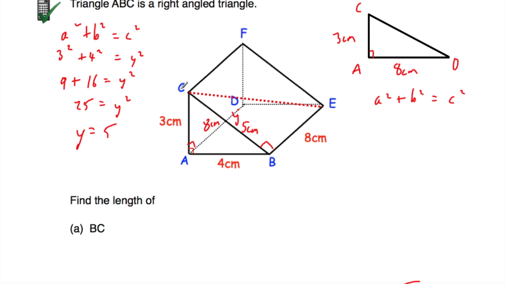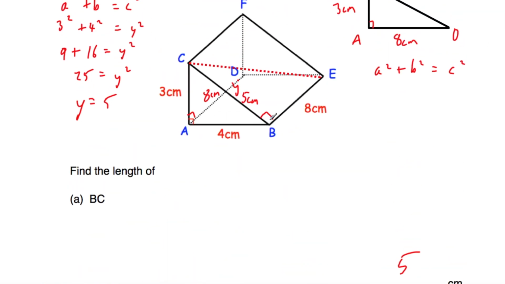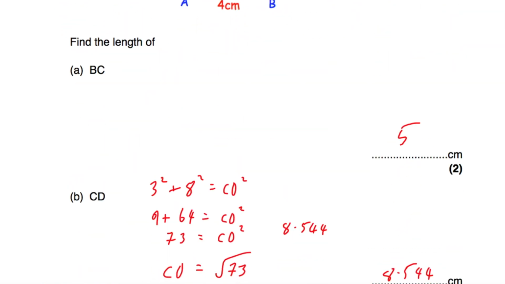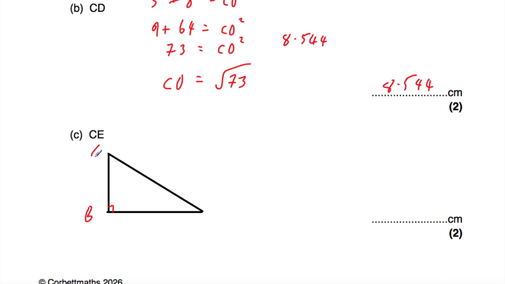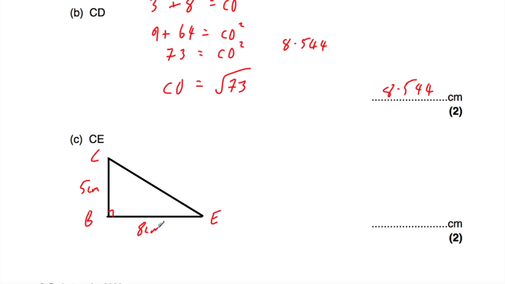I'm just going to draw a sketch of that triangle BCE. Okay, so there's our little right angle triangle. So we have B, then C, and then E. Let's label those. BC is equal to 5 centimeters. We've worked that out. And BE is equal to 8 centimeters. So there's our measurements. Now let's use Pythagoras' theorem to find the length of CE.